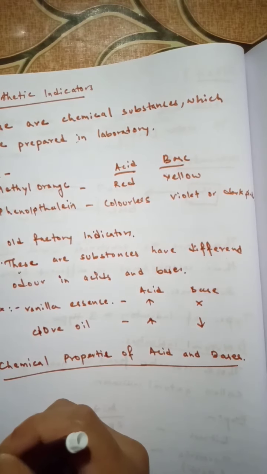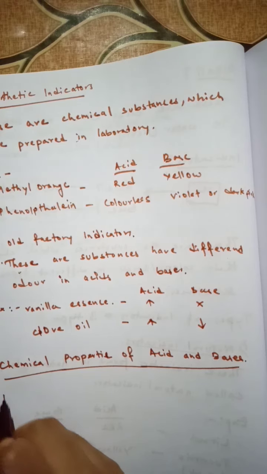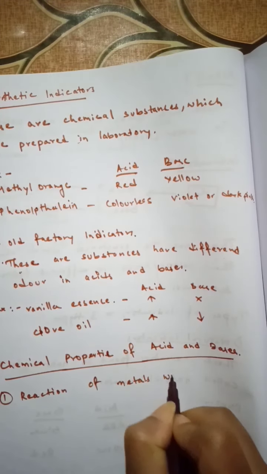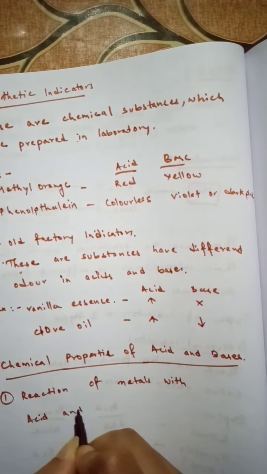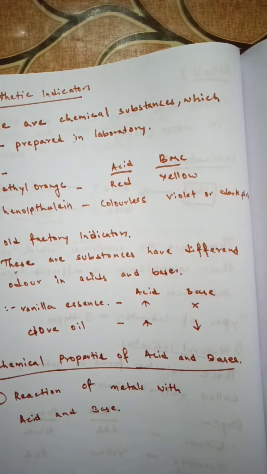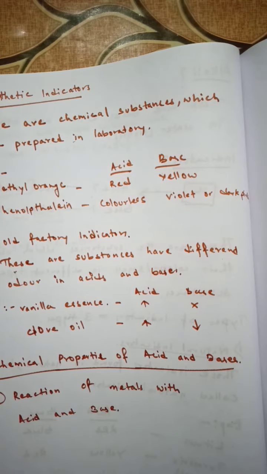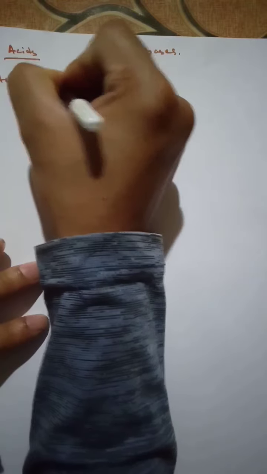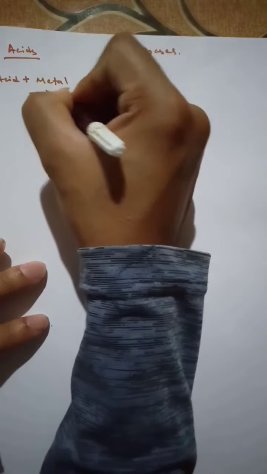Now if we go to chemical properties of acids and bases, first we can learn about the reaction of metals with acids and bases. Let's see the reaction of acids and bases with metals. First of all we check for acid: acid plus metal reacts to give salt plus hydrogen.